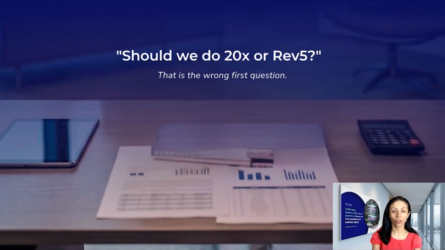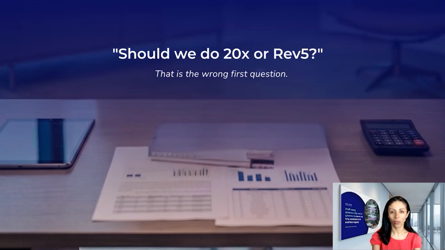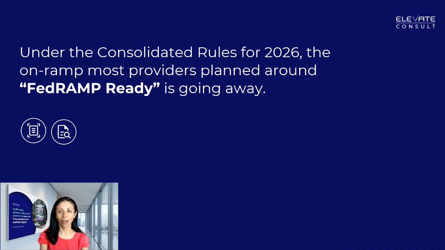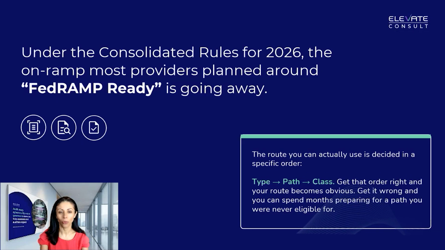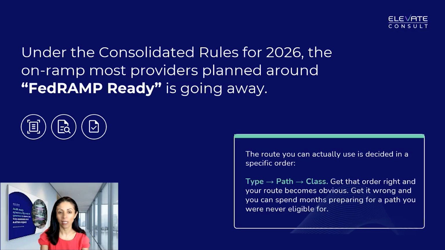All right, so first question that's coming up, 20x or Rev5, what do I do? But let's not start there because that's really not the first question to be asked. So under the Consolidated Rules of FedRAMP 20x, the first thing that changed, there used to be the status on legacy FedRAMP Ready, which is like a pre-readiness check, and then you'll get into the in progress, and then until you get authorized. That thing is coming off any minute. So FedRAMP Ready is not a path anymore. And now we have a different way of looking at this, which FedRAMP calls the architecture type, the path, and the class selection. So let's get into it.